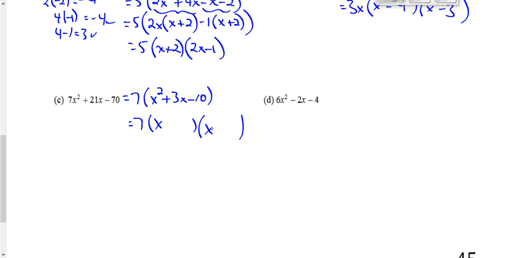5 times -2 is -10. 5 minus 2 is 3. So there you go.